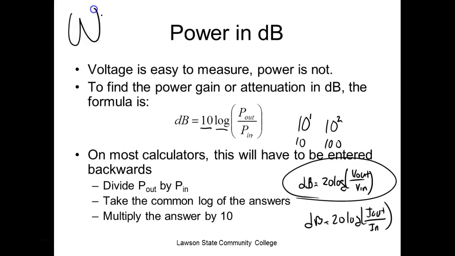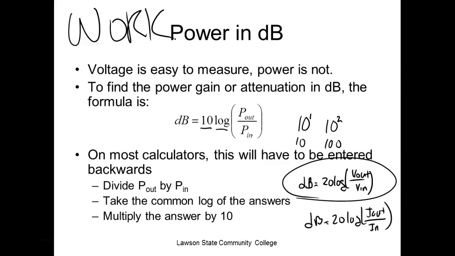Because power is this. Power is work. I'm concerned with how much work I'm losing. So when I deal with voltage, I use dB equal to 20 log V out over V in, right? And whatever I get, that's going to give you the power loss, or it's going to give you the power gain.